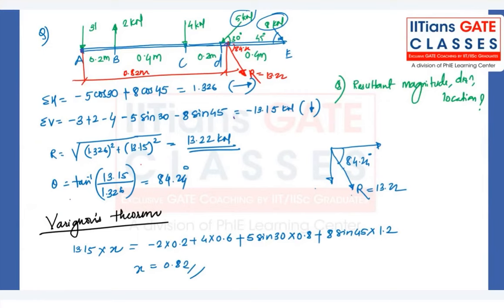Yeah. So one new thing which we have studied is Varignon's theorem. You should know. If you have not written the definition, I'll repeat again, write down the theorem statement. The moment of the resultant about a point is equal to the sum of moments of all the forces about the same point. Okay, this is Varignon's theorem, very important.